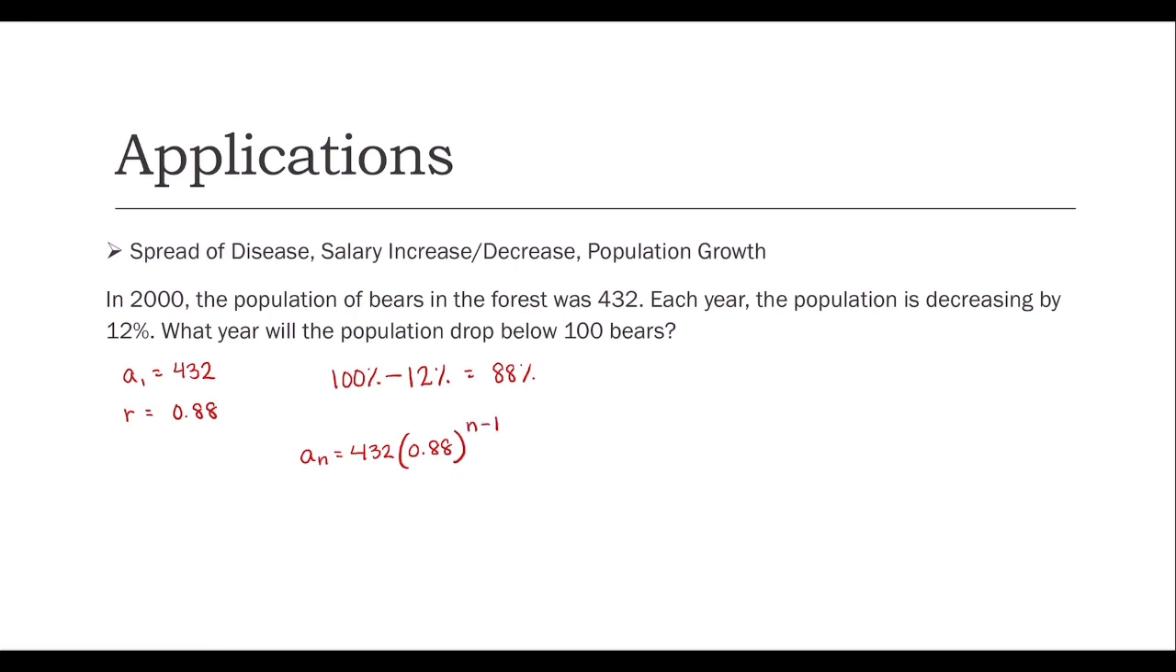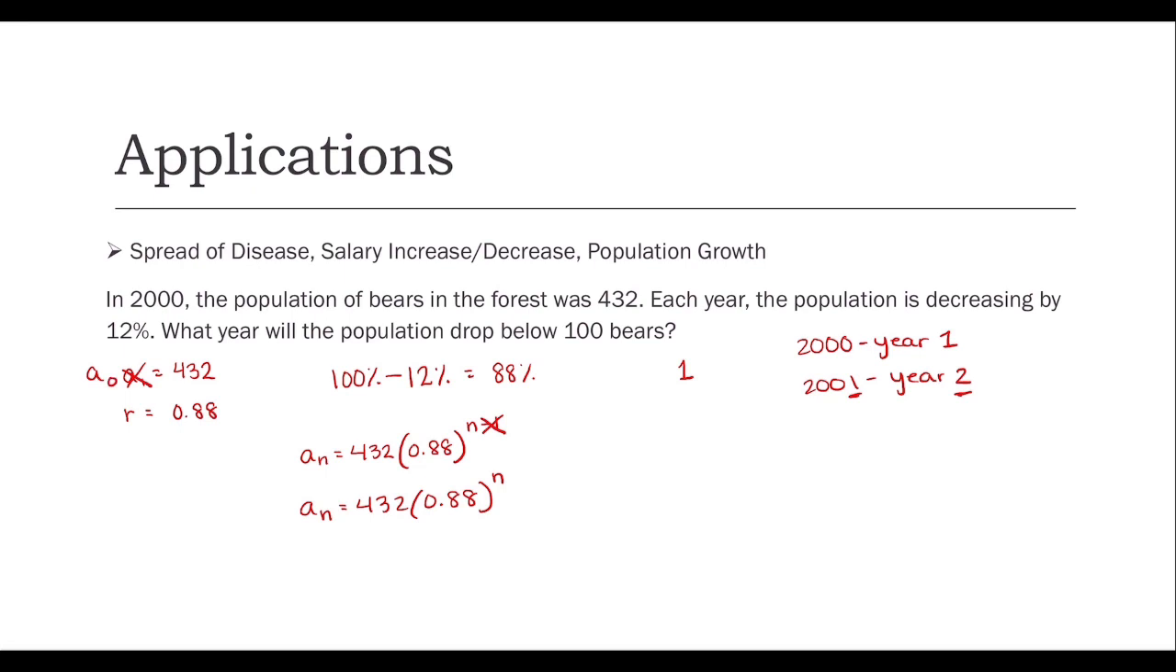So n minus 1 assumes that we're starting with our first term being counted as year 1. So this would mean 2000 is year 1, 2001 is year 2, and so on. But this is kind of confusing because we have 1 being year 2. So if we start at year 0, then it will be a lot easier to calculate. So to start at year 0, what we need to do is just get rid of this minus 1. So a sub n equals 432 times 0.88 to the n. So that means our first term is not actually a sub 1, it's a sub 0.